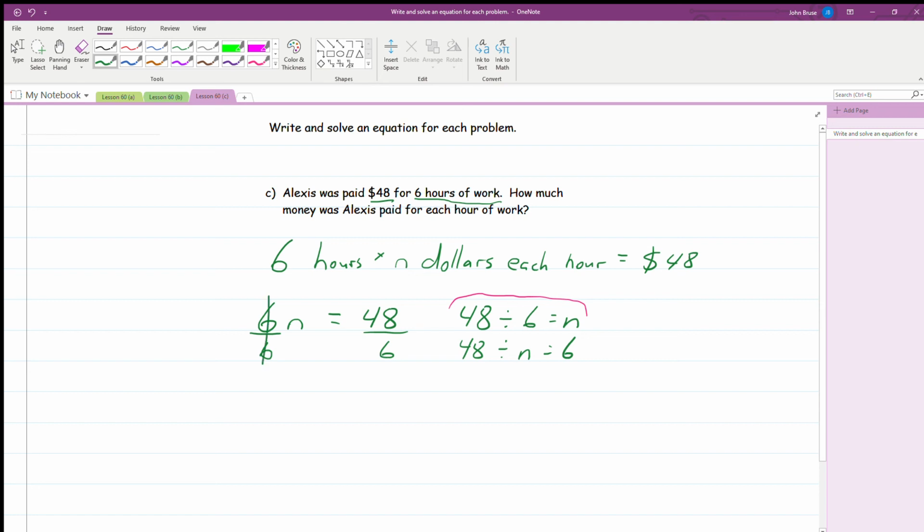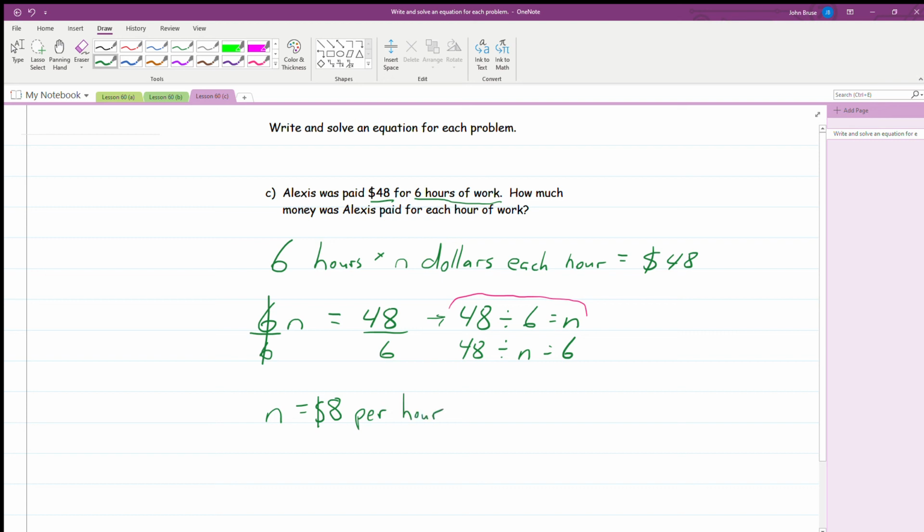So we divide this side by 6, and we divide this side by 6. That turns into 1. So we've got n over here because 6 divided by 6 is 1. So 1 times n is n, so n is by itself. And then we have 48 divided by 6, which is also there. And 48, 6 times what is 48? It's 8. All right. So the question was, how much money was Alexis paid for each hour of work? So he was paid $8 per hour.